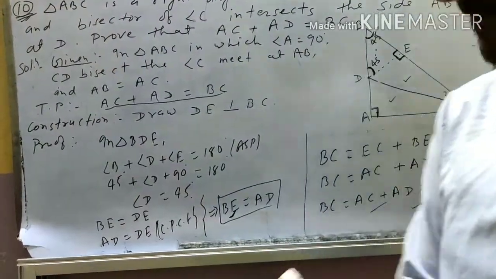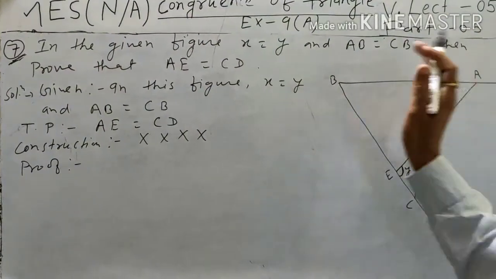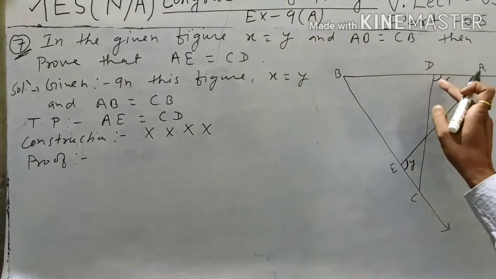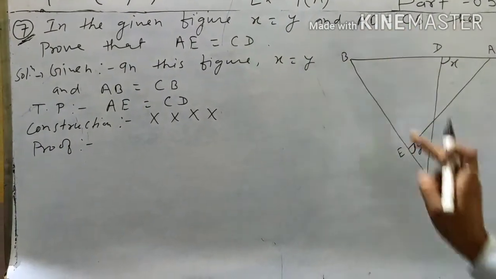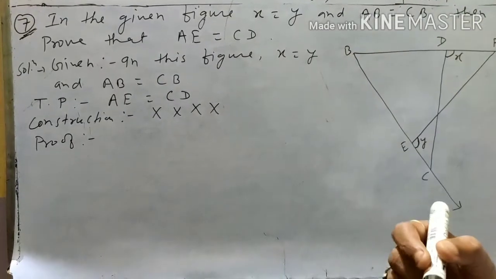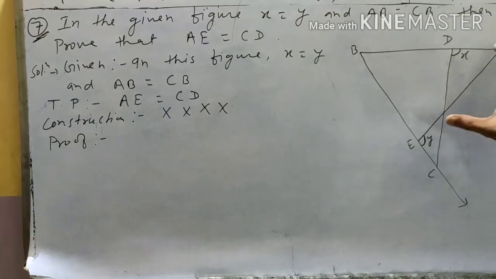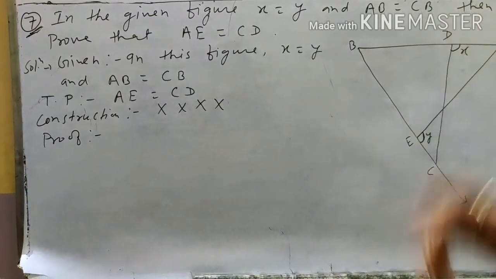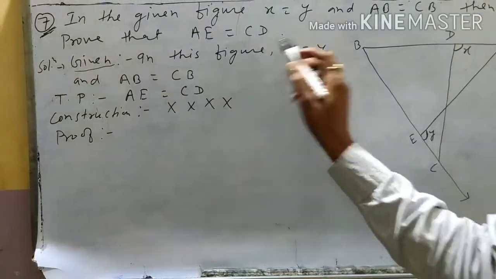The next question is 7. In the given figure, x is equal to y. This angle is equal to this angle, and AB is equal to CB. Then prove that AE is equal to CD. So first of all, student, write down the given information in this figure.